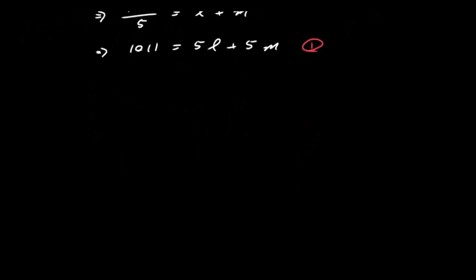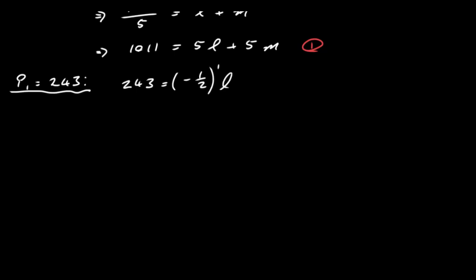So we were told in the question that P1 is equal to 243. So this time 243 is equal to, again, minus a half to the power of 1 this time, times L plus 3 over 2, again to the power of 1, times m minus 16 over 5 times 2 to the power of 1. So we just got to simplify this. This will give us our second equation. So let's just simplify this a little bit.